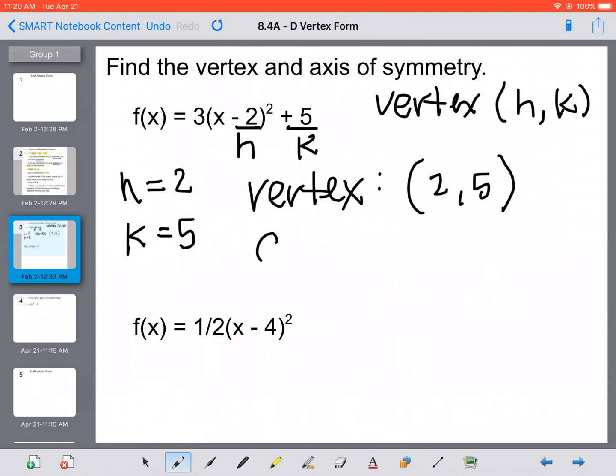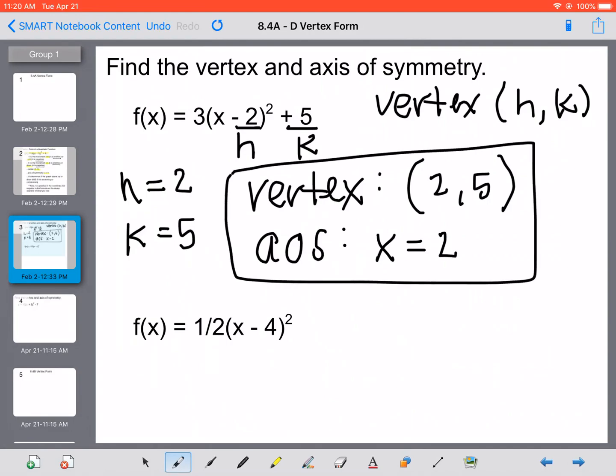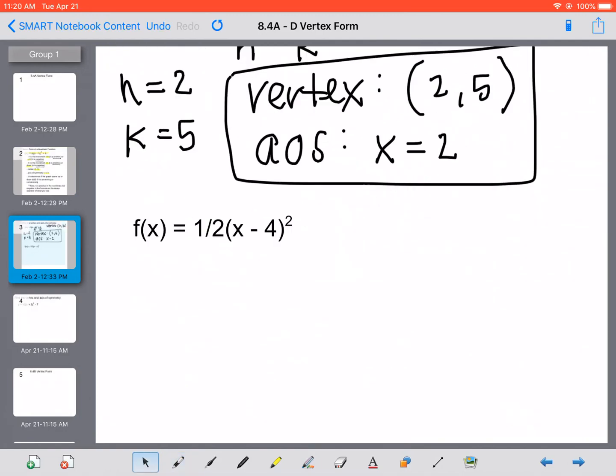And then our axis of symmetry, which I'm going to label as our AOS, remember is the equation for the x of the vertex. So that means x equals 2 in this problem. And there is our vertex and our axis of symmetry. Let's look at this next one.